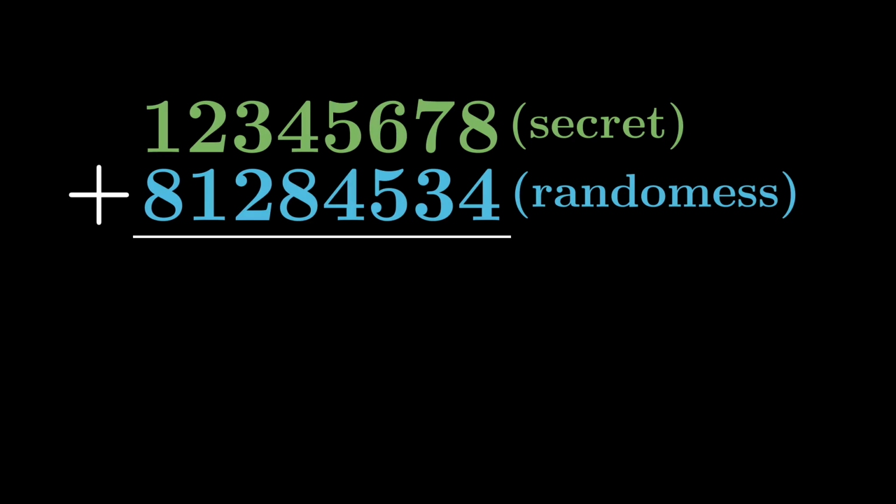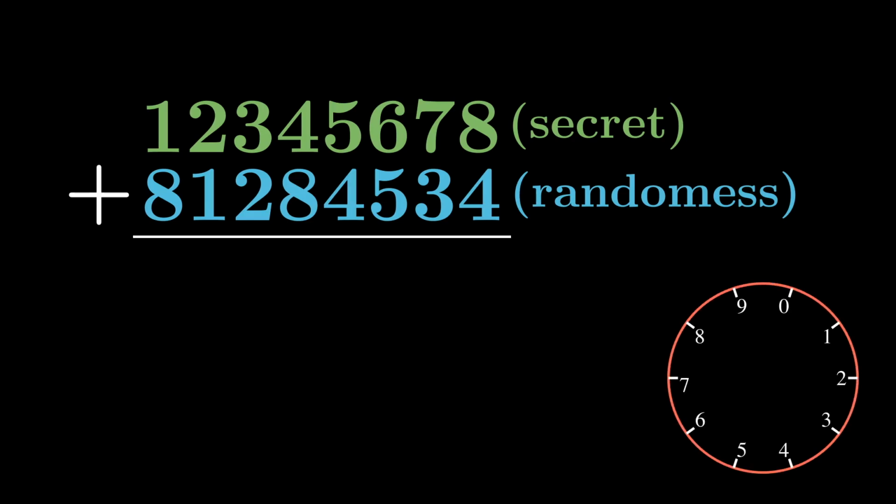To make it easier to understand, we'll use a clock with 10 divisions, from 0 to 9, to perform the addition. Say we want to add 8 and 4, we'll start at 8 and move 4 divisions in a clockwise manner. As we can see, we ended up on 2. So in this case, 8 plus 4 is a 2.